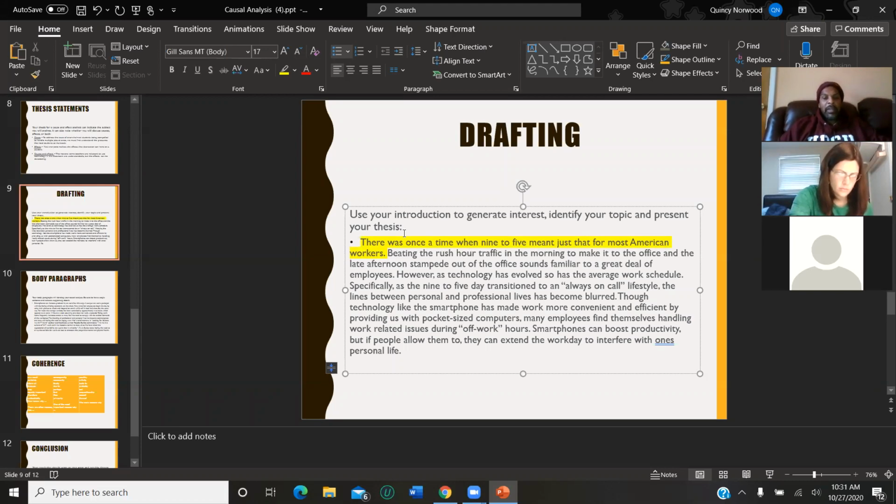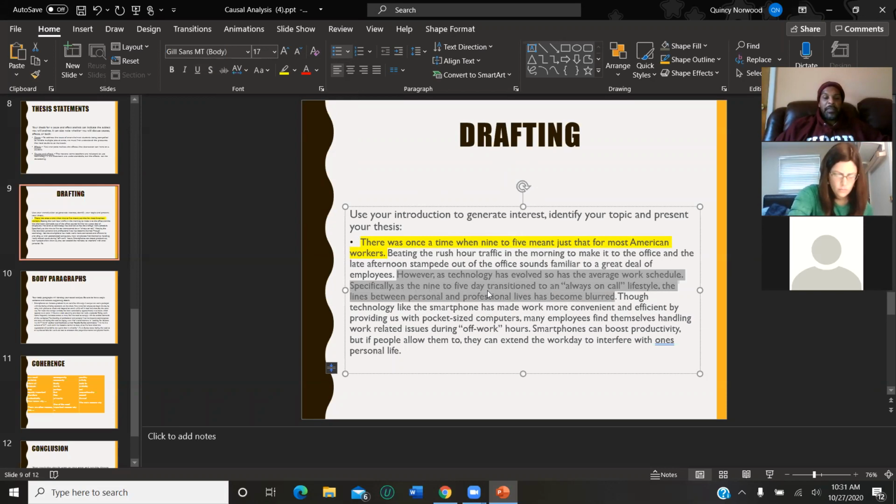Beating the rush hour traffic in the morning to make it to the office and the late afternoon stampede out the door sounds familiar to a great deal of employees. Okay, again, just establishing that common ground. However, as technology has evolved, so now this writer is transitioning into the central topic of their paper.